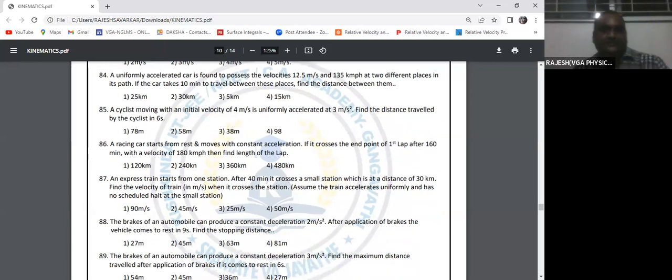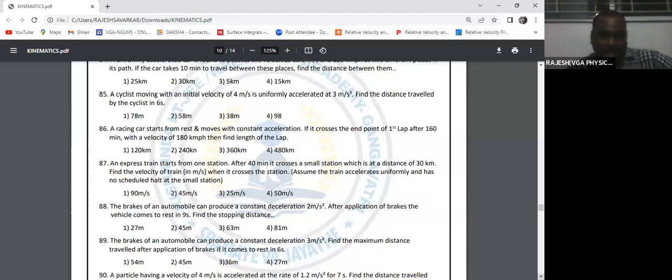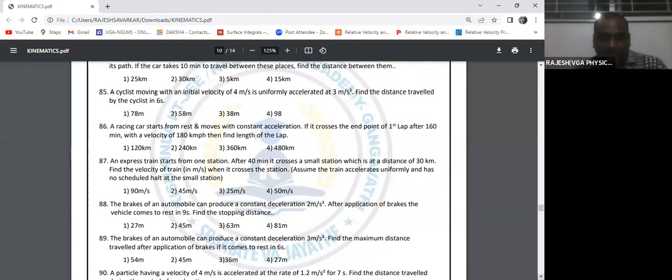A racing car starts from rest, moves with constant acceleration. If it crosses the end point of the first lap after 160 minutes with a velocity of 180 km per hour, find the length of the lap. Initial velocity 0, final velocity 180 into 5 by 18, that is 50 meters per second. So u plus v, that is 0 plus 50, by 2 into 160 minutes, 160 into 60. Whatever the calculation, S equal to u plus v by 2 into t. You have to convert units for the calculation.